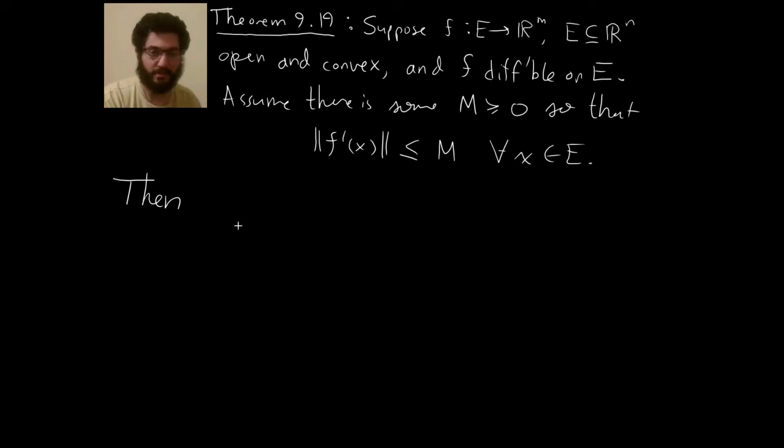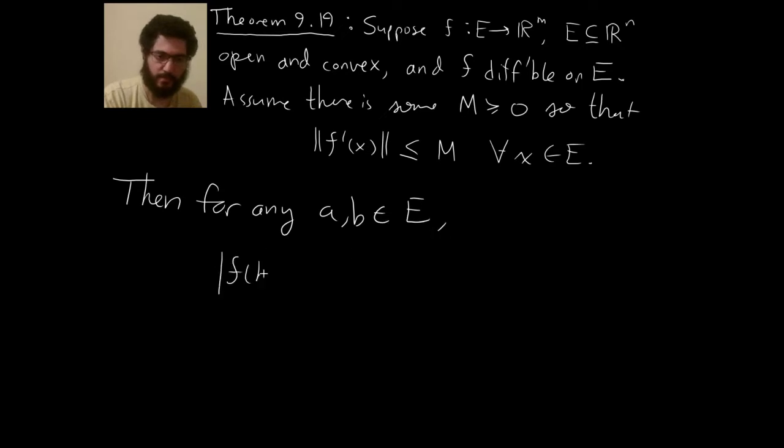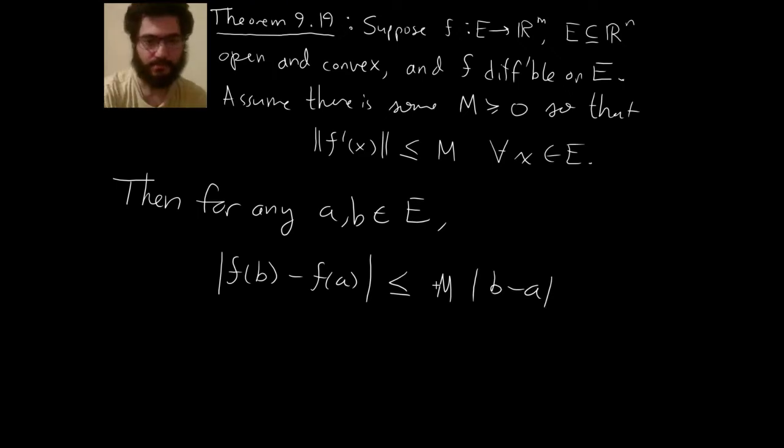Then, the conclusion of the theorem, so under all these assumptions, then, for any pair of points A, B in E, the distance between f(B) and f(A) can be no more than M times the distance between B and A. So sometimes this condition is called Lipschitz continuity.